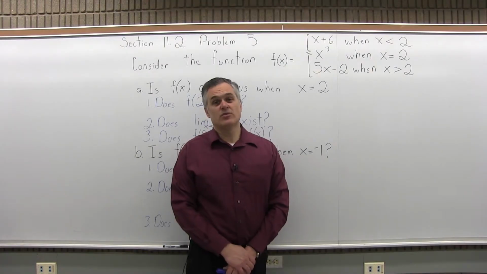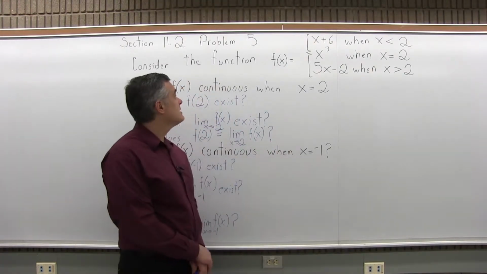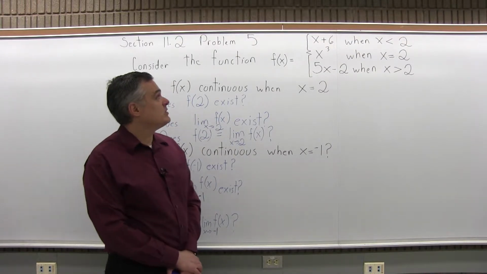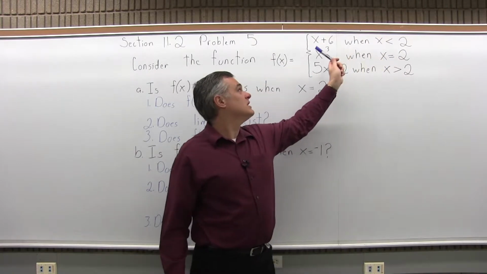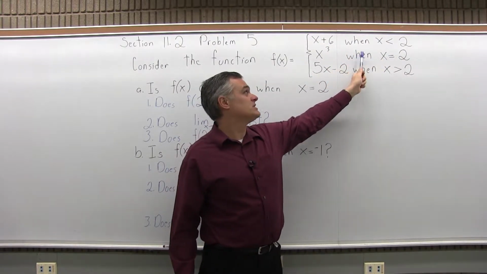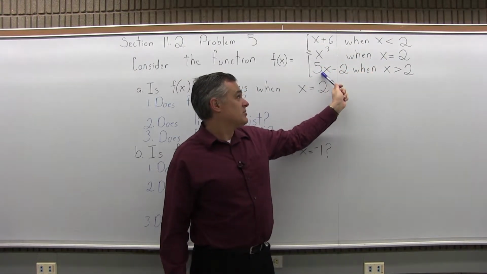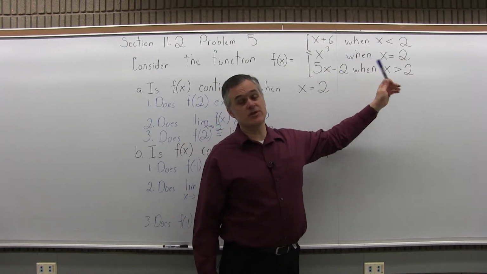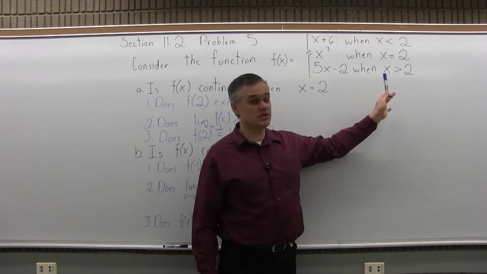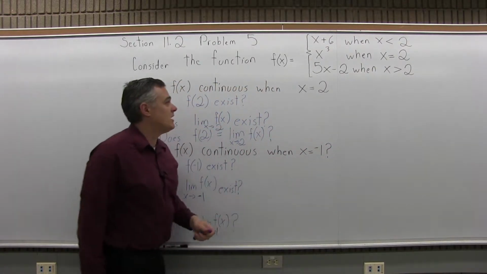This is Section 11.2, Problem number 5. It says, consider the function f of x equals x plus 6 when the input is smaller than 2, the output is x to the third power when the input is equal to 2, and the output is 5x minus 2 when the input is greater than 2. So this function is defined in 3 branches, which makes it look very complicated.